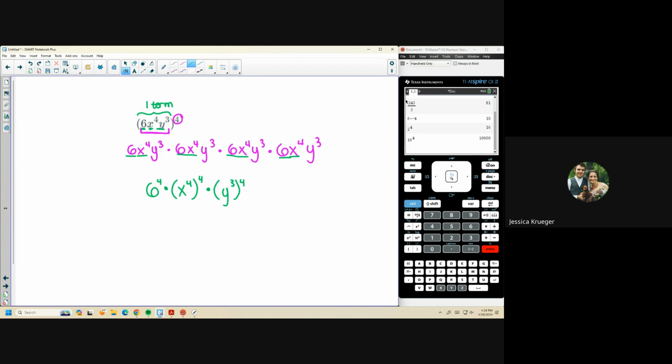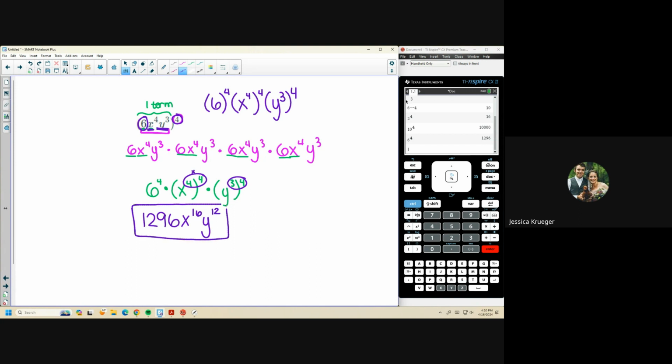So what we did here was I took my first factor, 6, and I raised that to the 4th. Then I took my second factor, which was x to the 4th, and raised it to the 4th, because this is the 4 on the outside. Then I took my third factor, y to the 3rd, and raised it to the 4th. So you don't have to expand it out. Now, I'm going to go ahead and do 6 to the 4th in my calculator, and I get 1,296. Here, it's x to the 4th to the 4th. Well, it's a power to a power. So we multiply these. So it's x to the 16th. And then y to the 3rd to the 4th becomes y to the 12th. So there's my answer.